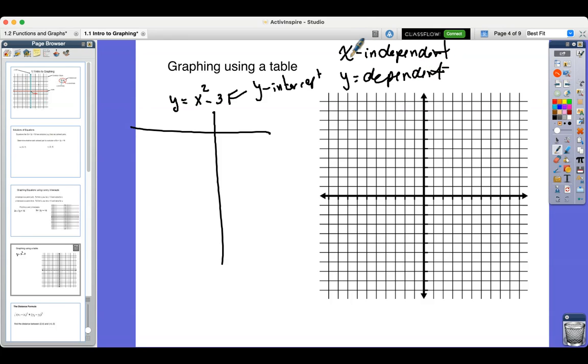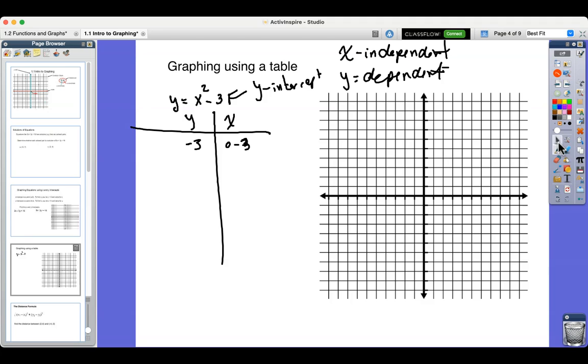So let's define that. Independent meaning it doesn't rely on anything else. Dependent meaning it does rely on something else. So the value of y is very dependent on what x is. For example, if I put in a 0 in here, I end up having 0 squared minus 3, which ultimately gives me a negative 3. So the value of y is negative 3 when the value of x is 0.